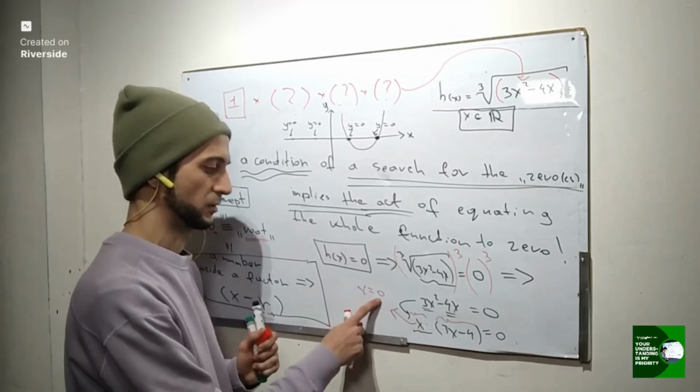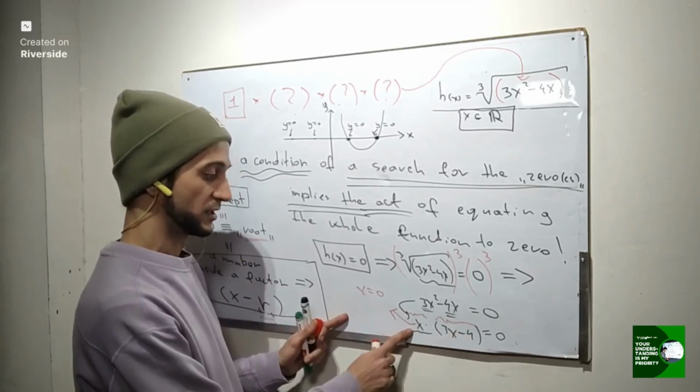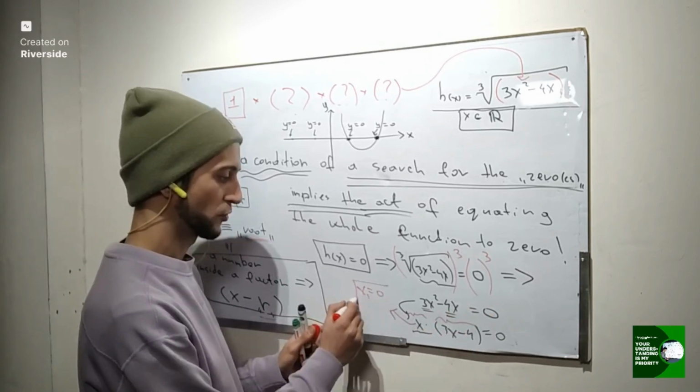And you can see it. Well, it's not going to be infinity. 0 minus 4 is minus 4. That's not infinity. So 0 times something is going to be 0. Him being 0 produces one root.